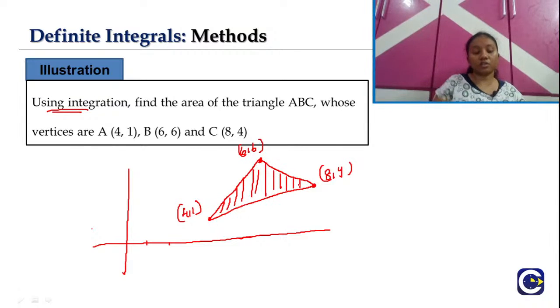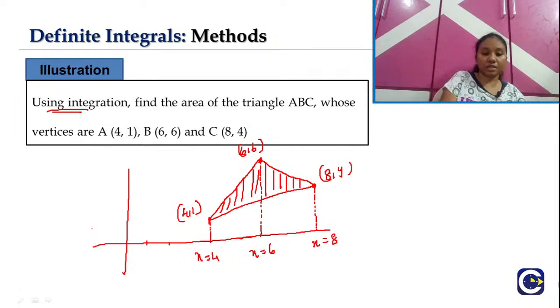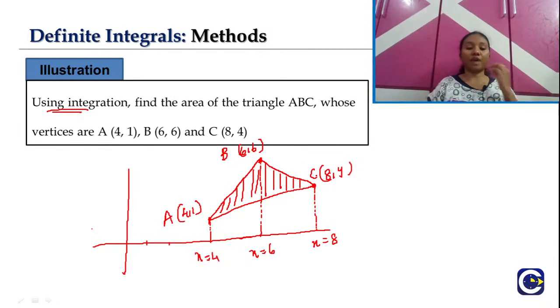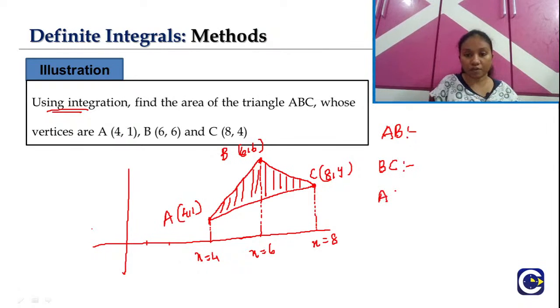But with using our integration method, we should be aware of the equations. So let me prolong this. So here x equal to 4, here x equal to 6, and here x is equal to 8. Right. So now the next step, which you will be doing here, finding the equations of line. So this is A, this is B, and this is C. As you are having points, you know how to find the equation of lines. So find the equation of line AB, find the equation of line BC, and find the equation of line AC.